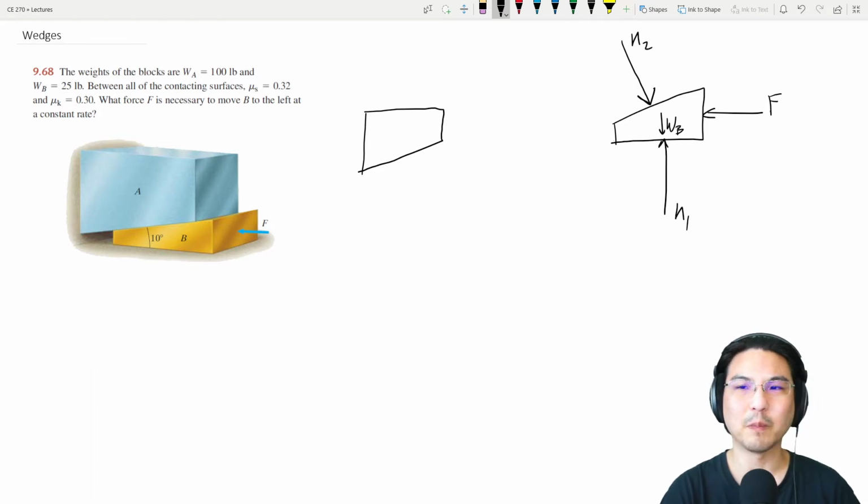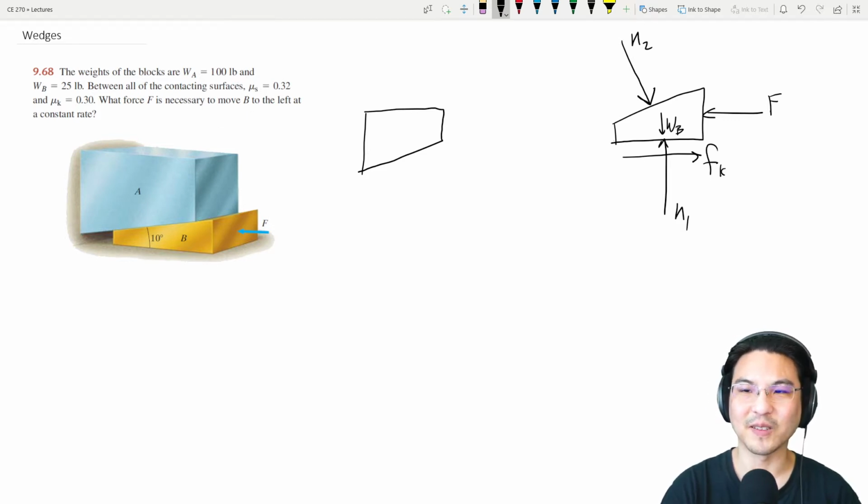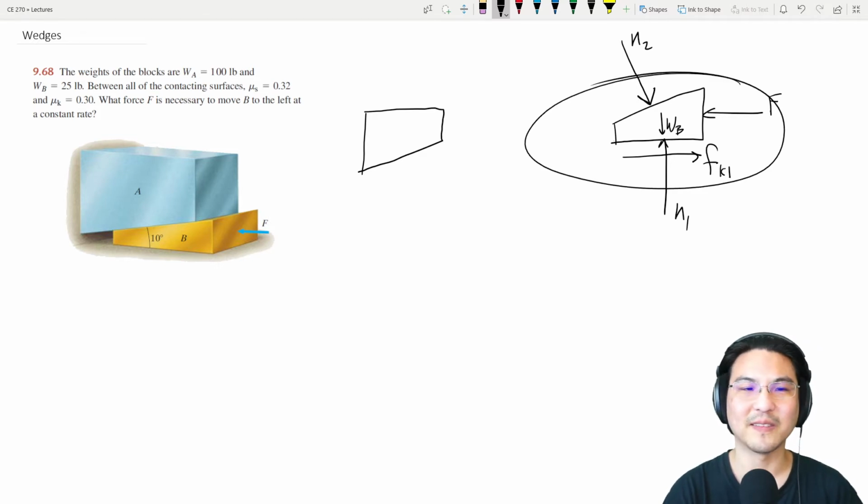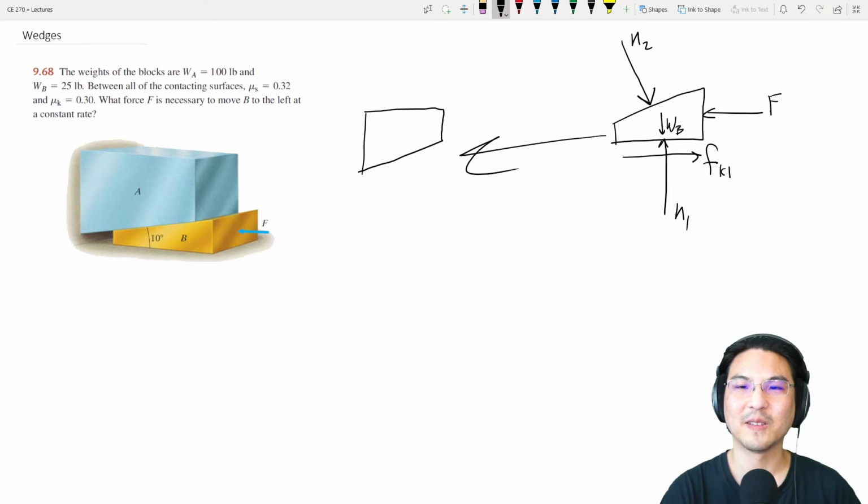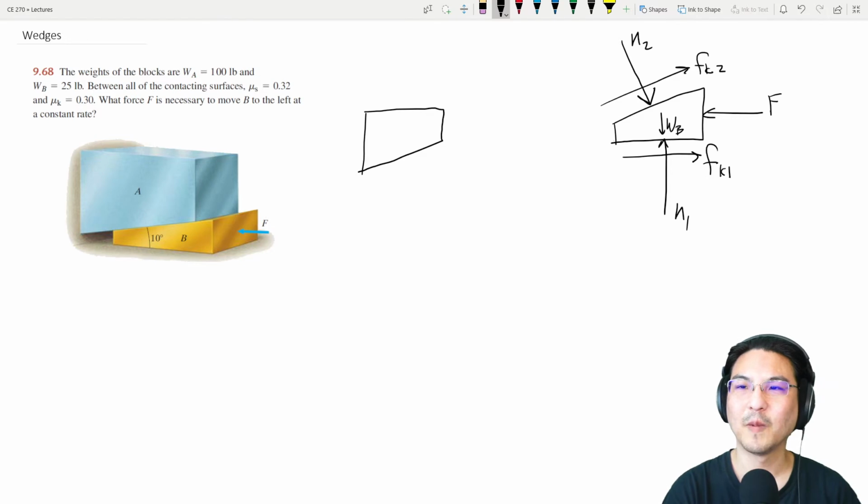Okay, now if the block slides toward the left, which way is the friction from the ground? Opposing the motion like this, right? And it's moving, so it's kinetic friction, and I'll just call it FK1. And imagine block B is sliding this way. So what's the friction from block A? It's going to be opposing the motion this way. And let's see, that looks like we got everything.